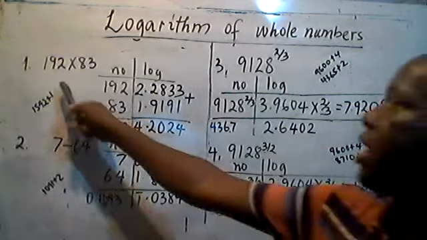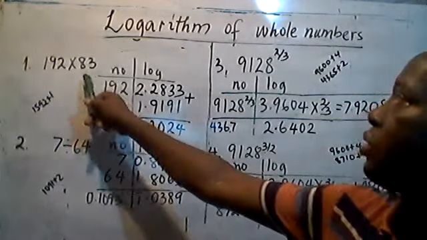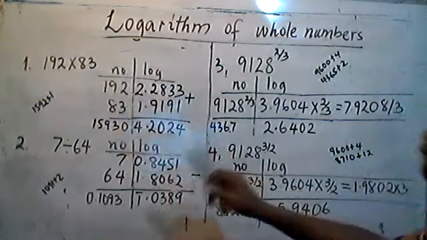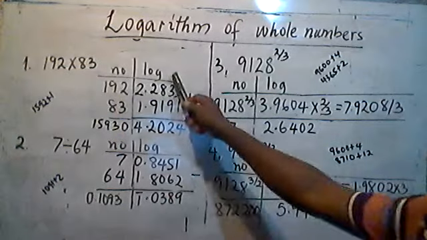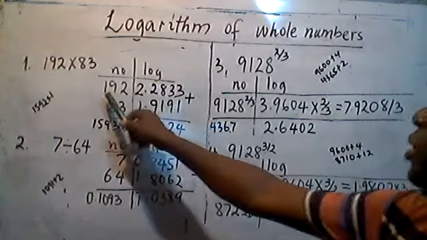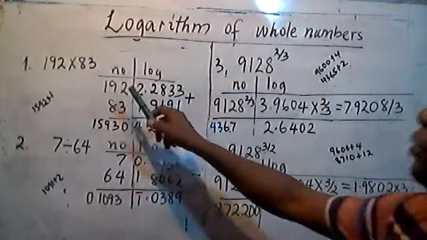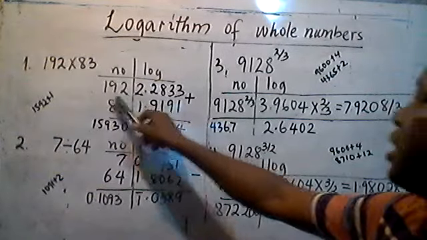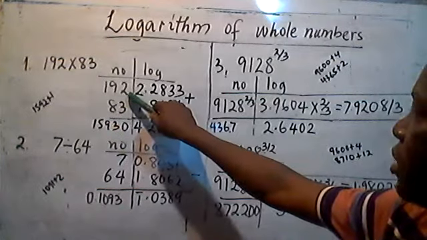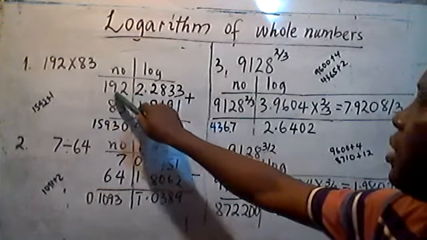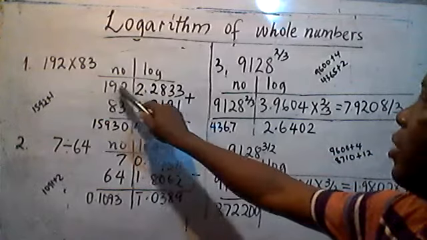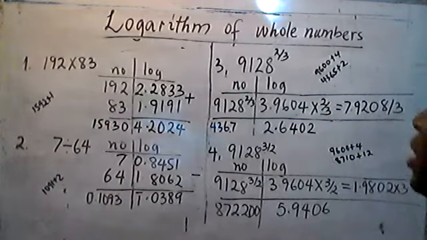Assuming we are asked to multiply 192 by 83, we use a tabular form. On the left hand side you write number, on the right hand side you find the log. The first number is 192, which is written here. Now you find the integer first. Where is the first decimal point? The decimal point is here, and you count the number of digits before the last digit. So from here to here, 1, 2. So that is how you get the integer part.